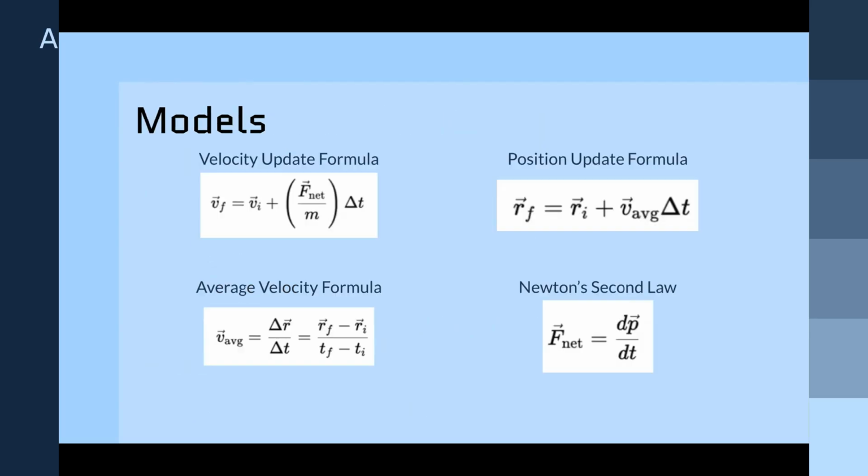To model the motion, I use three main equations. First, the velocity update formula, where V final equals V initial plus net force over mass times delta t. Since the net force was set to zero, velocity stayed constant in the simulation. Second, the position update formula, X final equals X initial plus velocity times delta t. Third, average velocity. Velocity equals change in position over change in time. The slope of a position versus time graph gives the velocity.